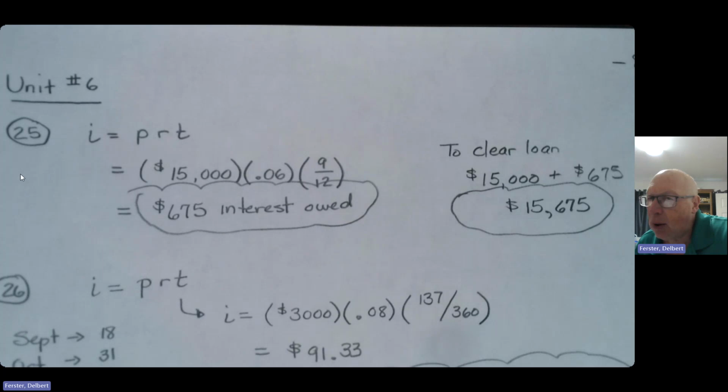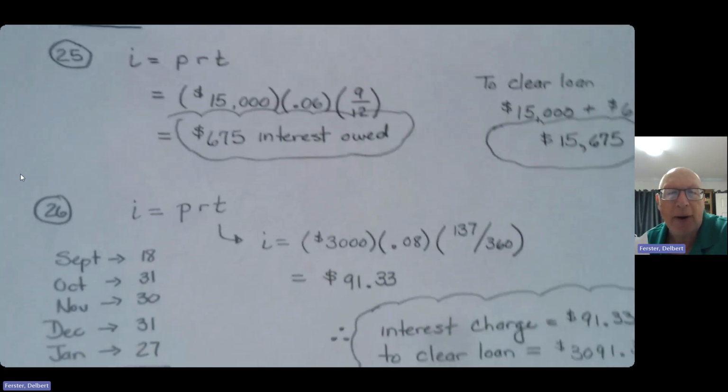$675 interest. To wipe out the loan, to clear the loan, you will have to pay back the 15 grand that were initially borrowed and the 675 for interest charge. So the last answer for problem 25, to wipe out the loan, it'll take $15,675. The principal plus the interest is your end wipeout value.